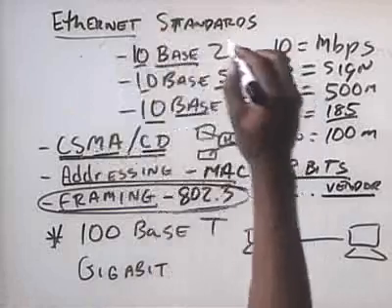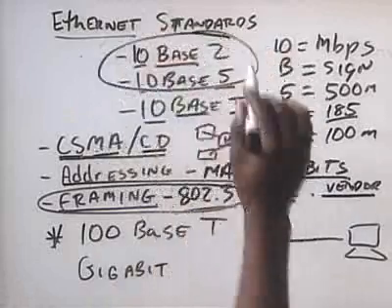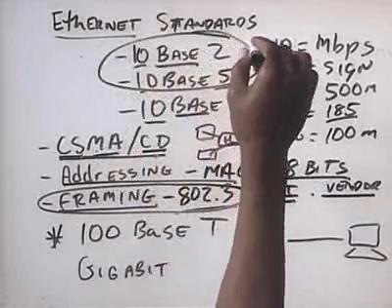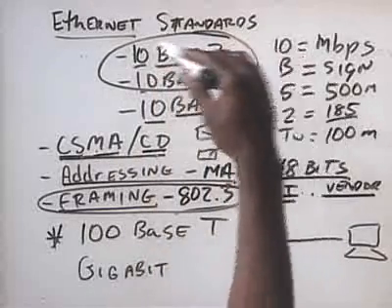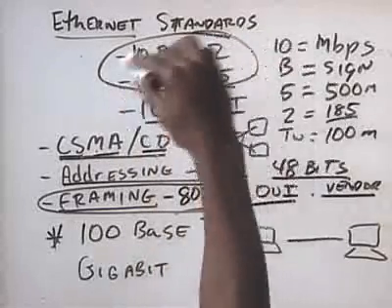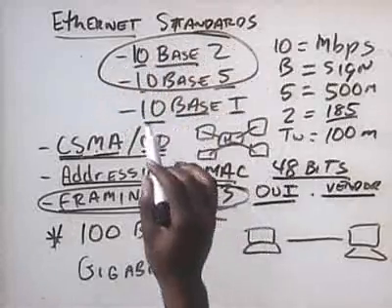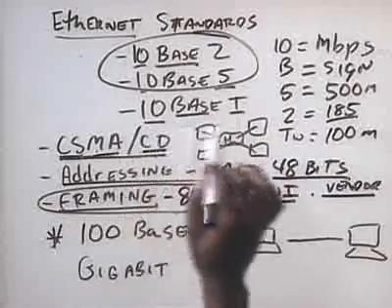I mentioned that these are a couple of your previous or traditional standards for Ethernet right here. 10-base-2 was thin net, and then 10-base-5 was thick net. These are not being used often anymore in existing network environments, whereas 10-base-T is still being used.